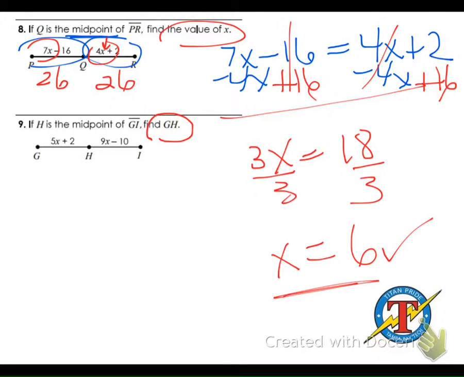And that's what's nice about geometry. You don't just have a random x equals 6 as the answer. You have something that physically, visually checks. If I got 26 for both of them, I know I did it right.